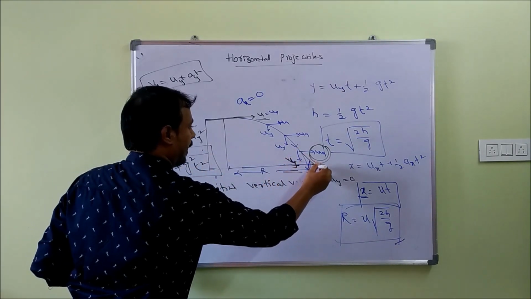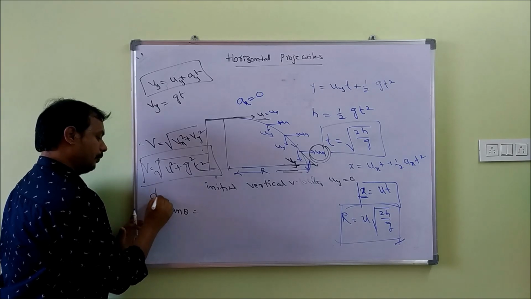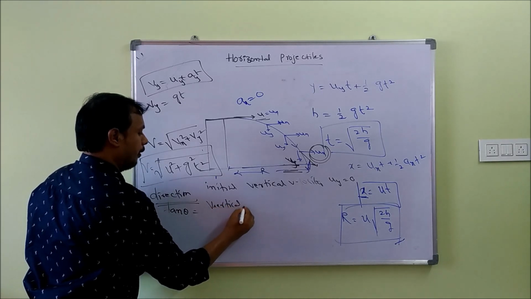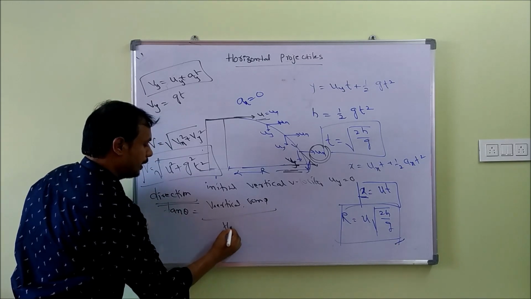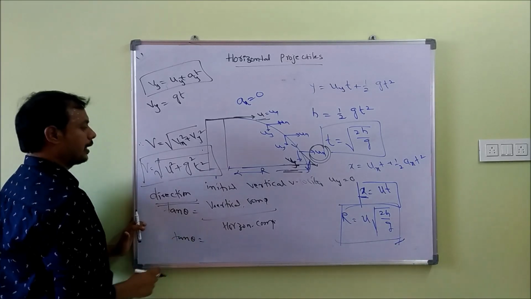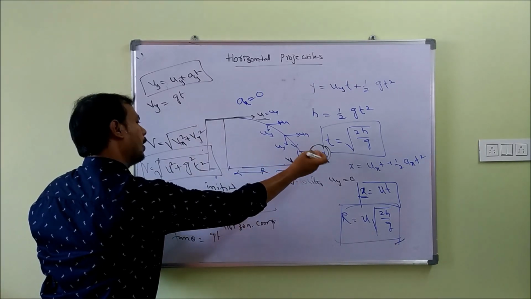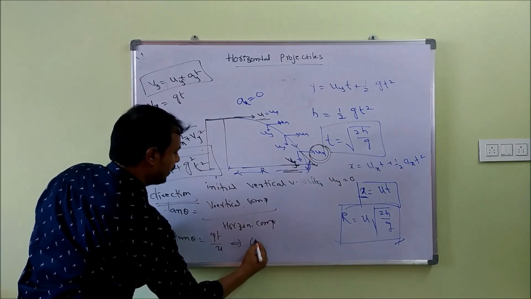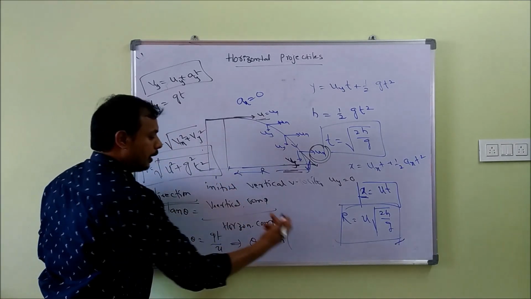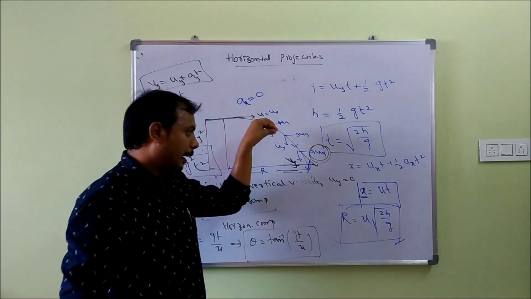Now what is the angle when it impacts the ground? We know that tan theta, the direction or angle with respect to the ground, equals the vertical component of velocity by the horizontal component of velocity. The vertical component vy equals gt, and the horizontal component vx or ux equals u. Therefore the angle with the ground, tan theta equals gt by u, or theta equals tan inverse of gt by u. This is the angle made by the projectile when it impacts the ground.